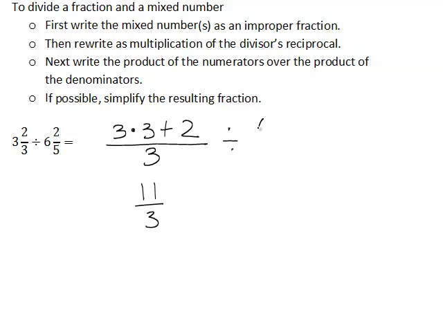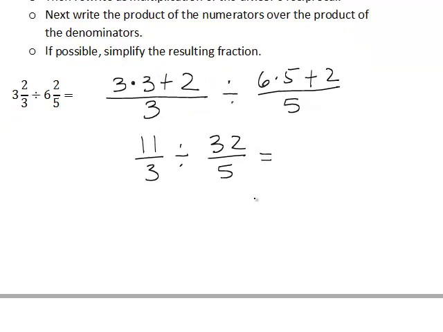6 multiplied by 5 plus 2 over 5. So 6 multiplied by 5, this is 30, plus 2 is 32. I guess I'll write it as divided by 32 over 5. Now that is the mixed number written as an improper fraction, divided by each other.